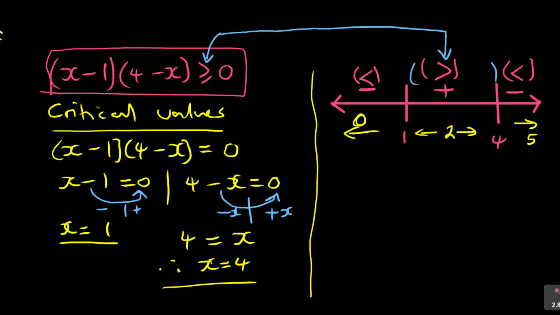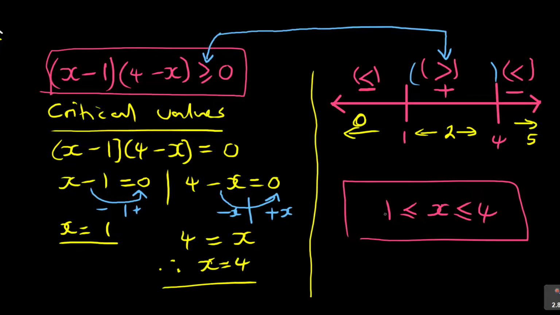Since our region is that, how do you write your final answer? You write your 1 and you write your 4, and then you put x in the center, because x is between these values. That becomes your answer, meaning 1 is less than or equal to x, x is less than or equal to 4.